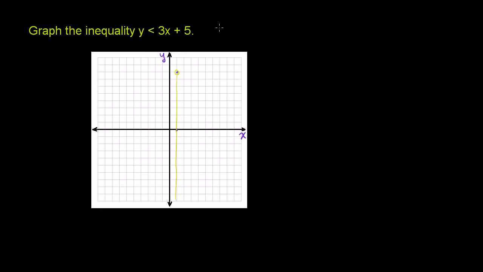So if I were to write y is equal to 3x plus 5, we'd say, OK, 3 is the slope. Slope is equal to 3. And then 5 is the y-intercept. Now, I could just graph the line, but because that won't be included in the y's that satisfy this constraint, I'm going to graph it as a dotted line.